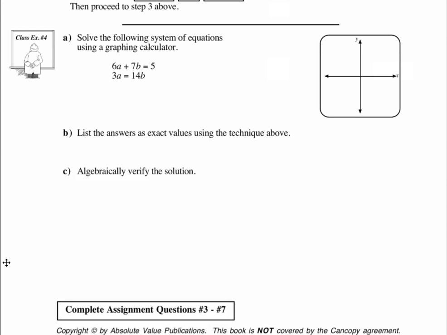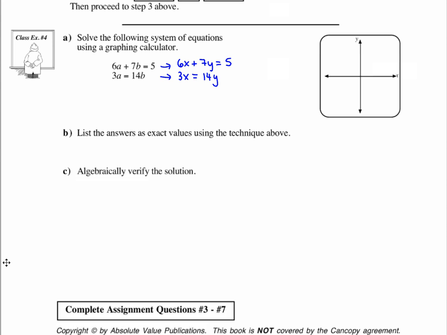Now, if your equation doesn't have x's and y's, that's okay. We can just turn them into x's and y's, right? And then turn them back. So, for example, let's make, well, what do you want to do? Who do you want to make x? A? Sure. So let's rewrite this as 6x plus 7y equals 5. And then this guy would be 3x equals 14y.